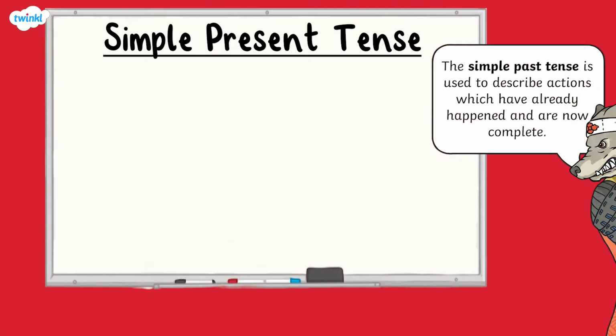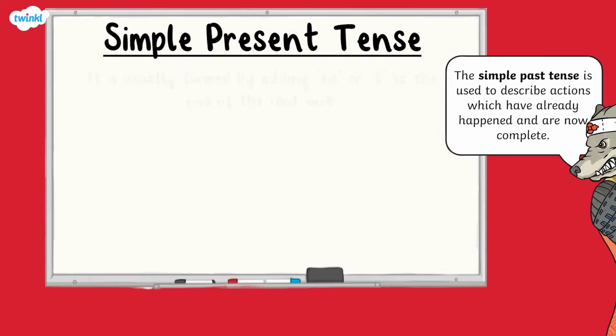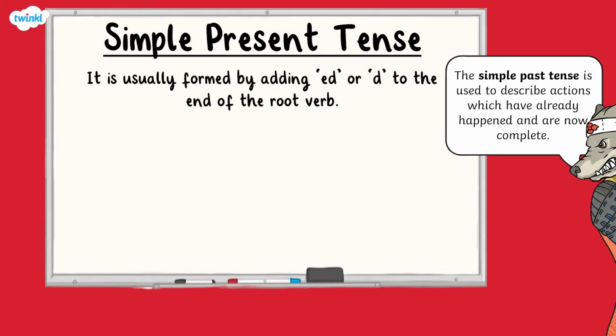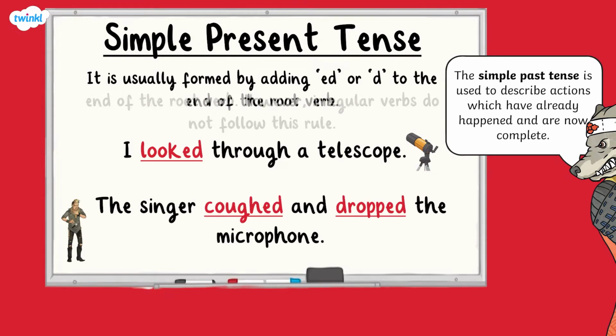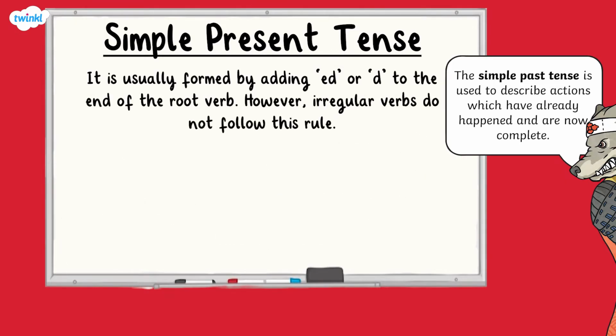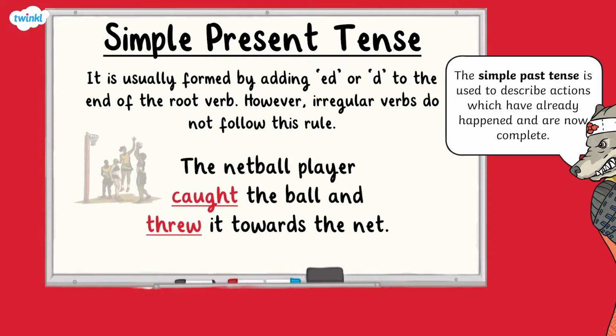The simple past tense is used to describe actions which have already happened and are now complete. The simple past is usually formed by adding ed or d to the end of a root verb. For example, I looked through a telescope, the singer coughed and dropped the microphone. However, irregular verbs do not follow this rule. For example, tell becomes told, eat becomes ate, teach becomes taught. For example, the netball player caught the ball and threw it towards the net.